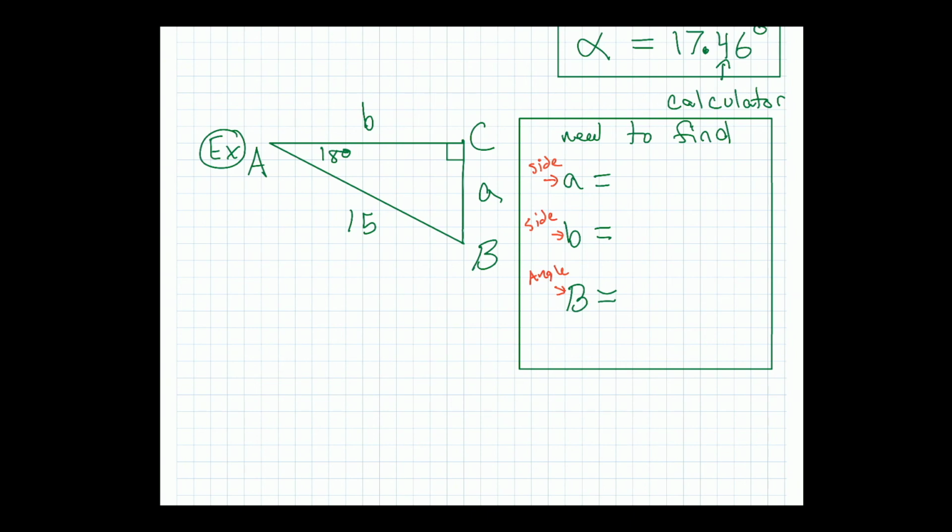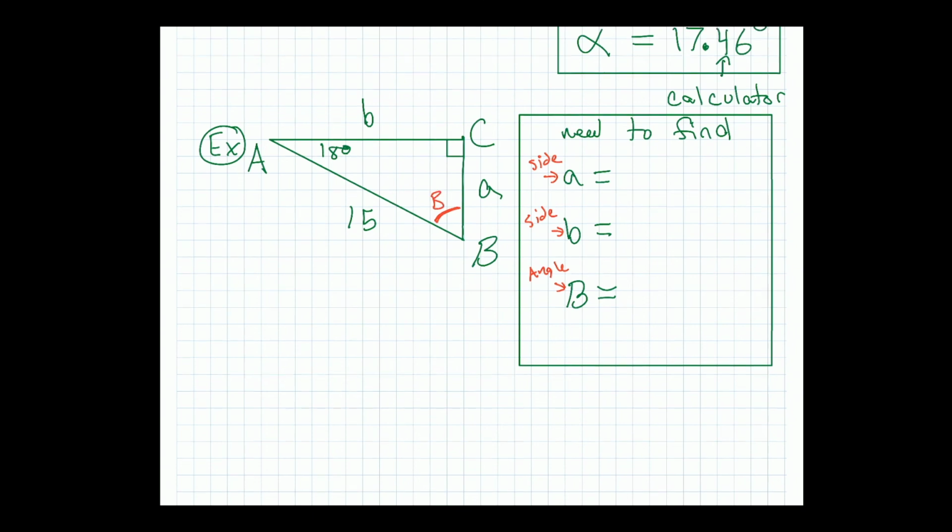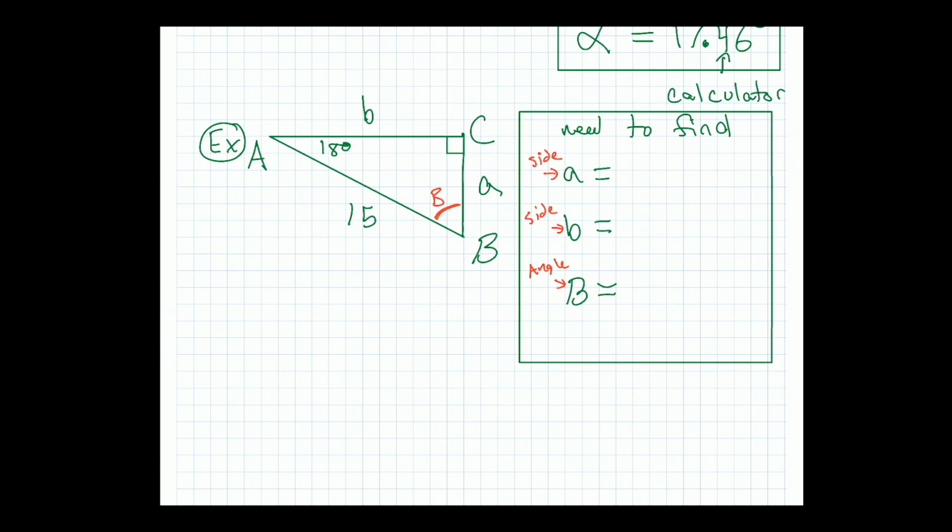Now, first of all, there's an angle right here. This is the angle B. There's more than one way to get that angle. One way is to use the fact that angles add up to 180 degrees in a triangle. So we know that the angles A plus B plus C have to be 180.